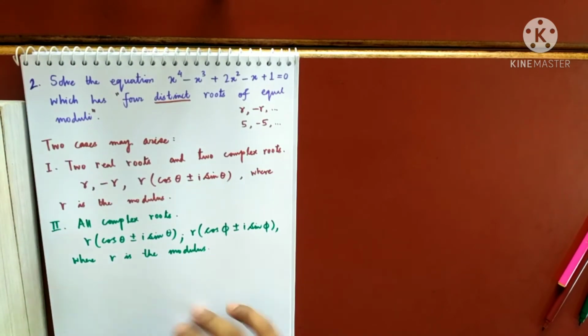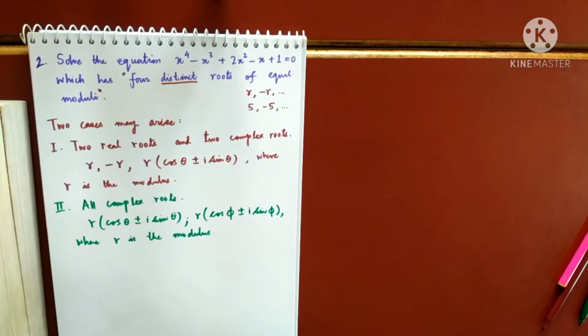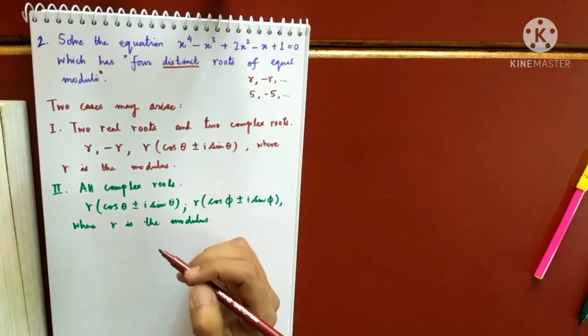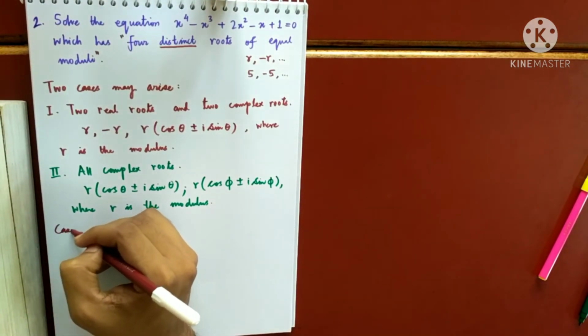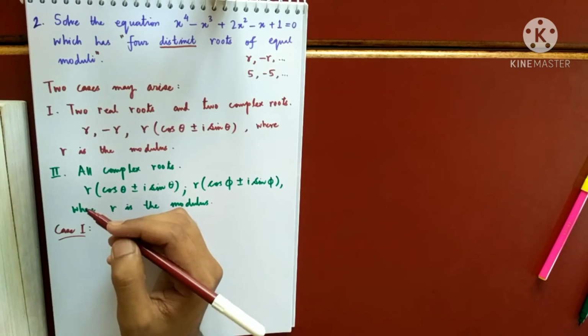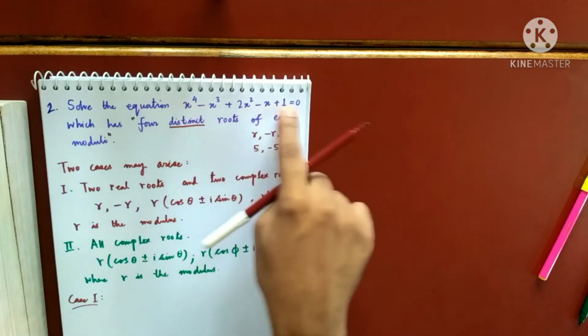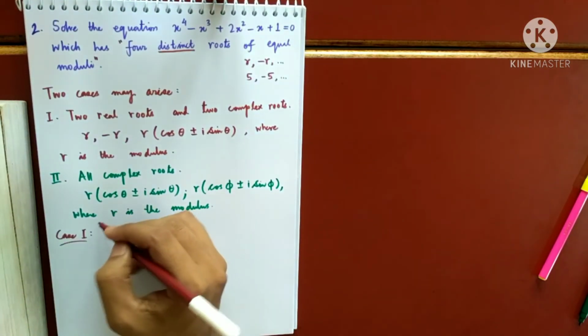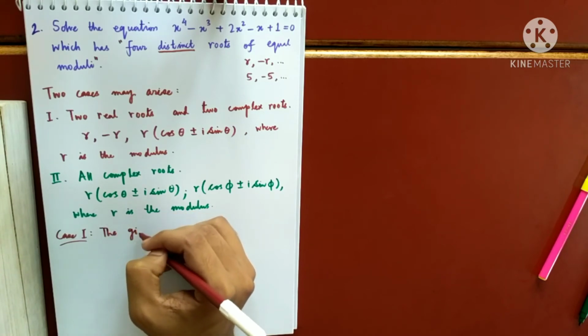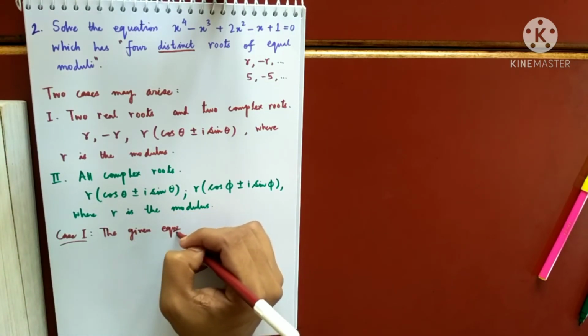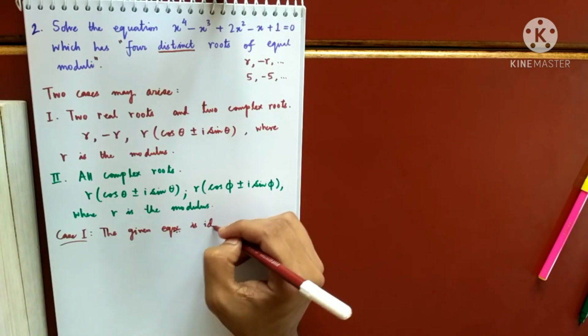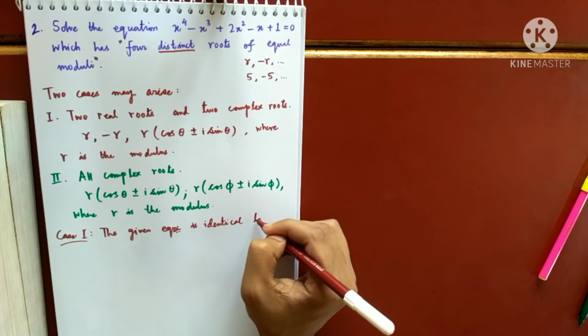And here I have taken the complex roots in polar form. That will make our calculation easier. So let's do one by one. Let's see what happens in the first case, and let's see what happens in the second case. Okay, so case 1. If these 4 are the roots, so my given equation will be identical to this. You will understand why. So the given equation is identical to this.